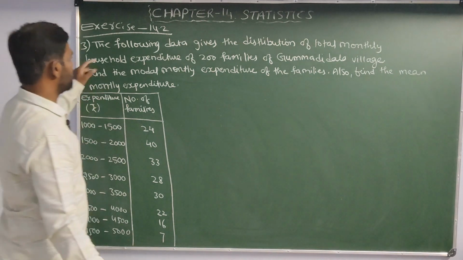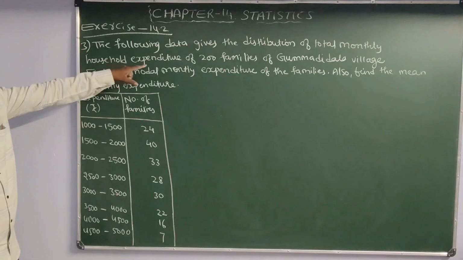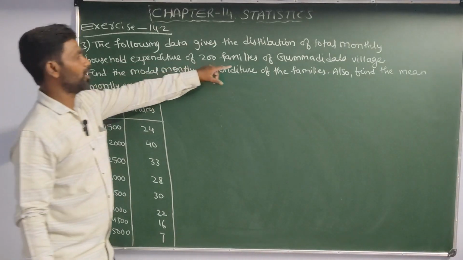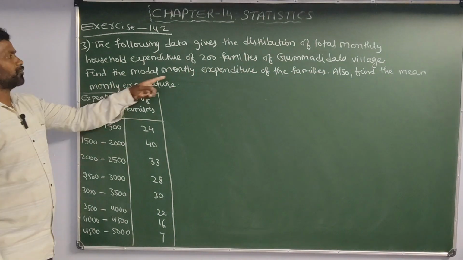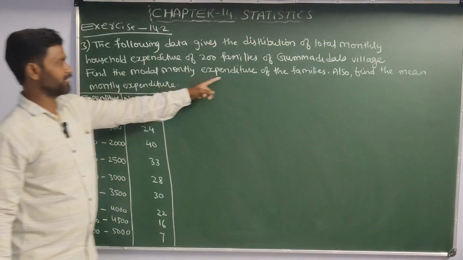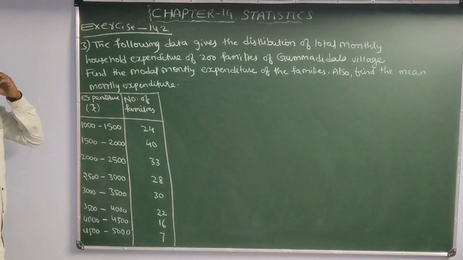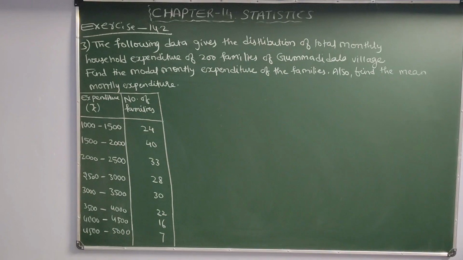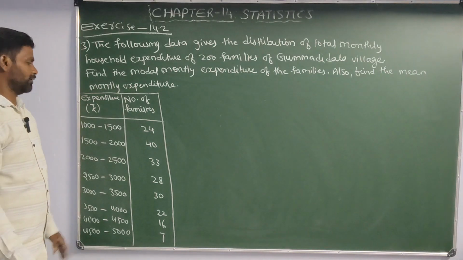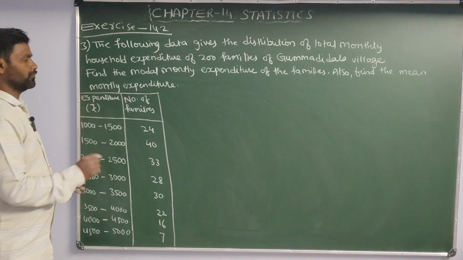Okay, next question. The following data gives the distribution of the total monthly household expenditure of 200 families of Gummadidala village. Find the modal monthly expenditure of the family. Also find the median monthly expenditure. So two things we have to find in this: one is mode and one more is median. So let us calculate only in one table.